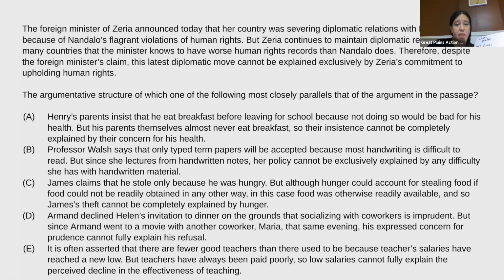three agents. We got Armand, Helen, and Maria, the other coworker. We've got an action, so we've got declining dinner. And then we've got a situation where declining dinner for a specific reason, but then we have a situation where that reason still applies, but the socializing wasn't declined. So that very much looks like the structure with that. So we can circle that.